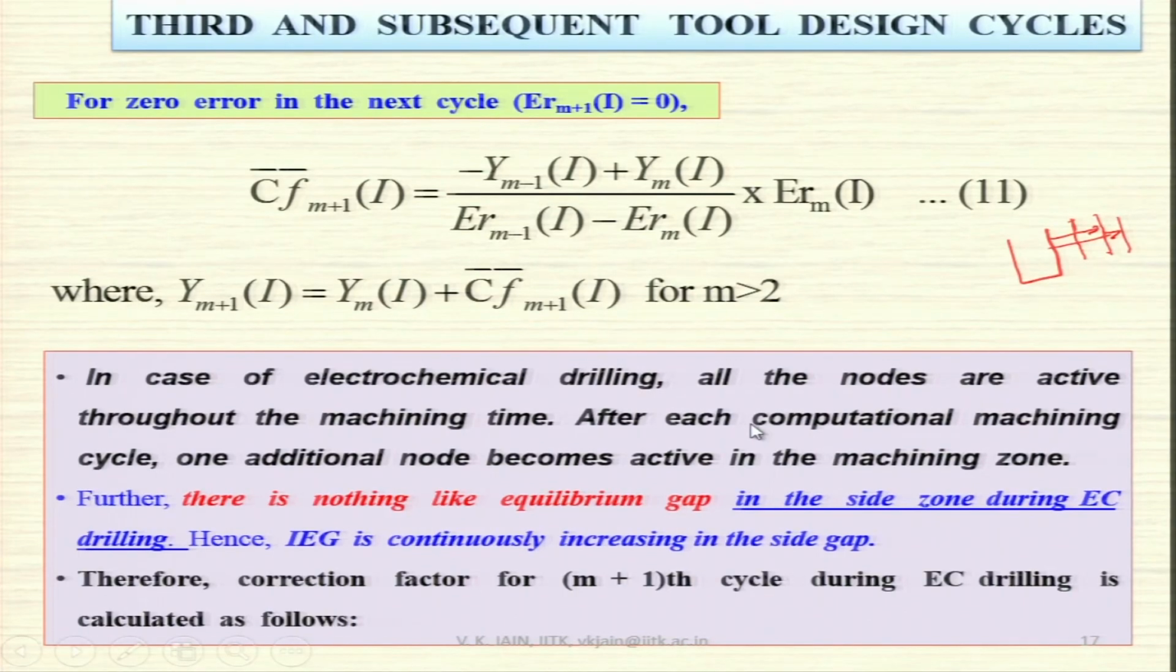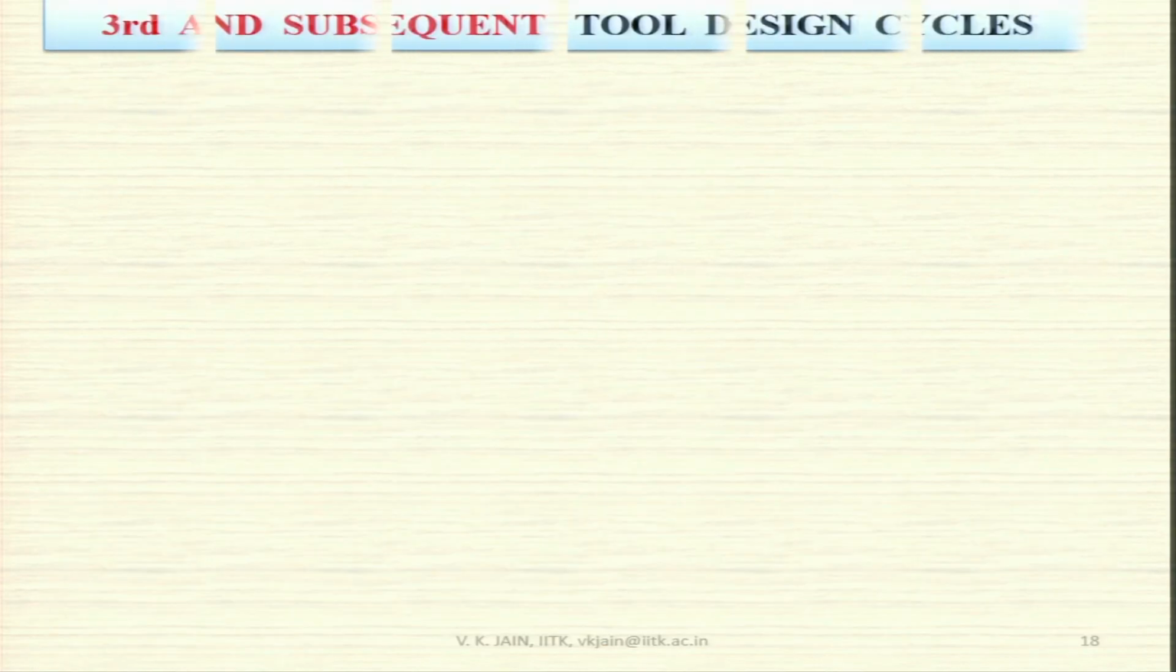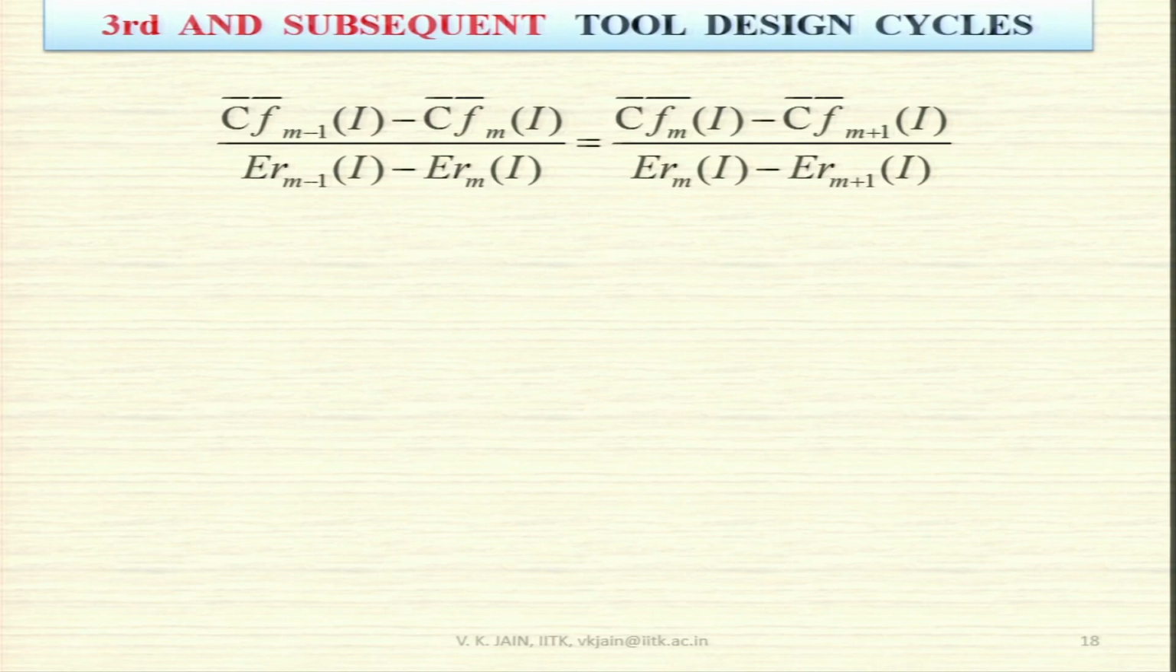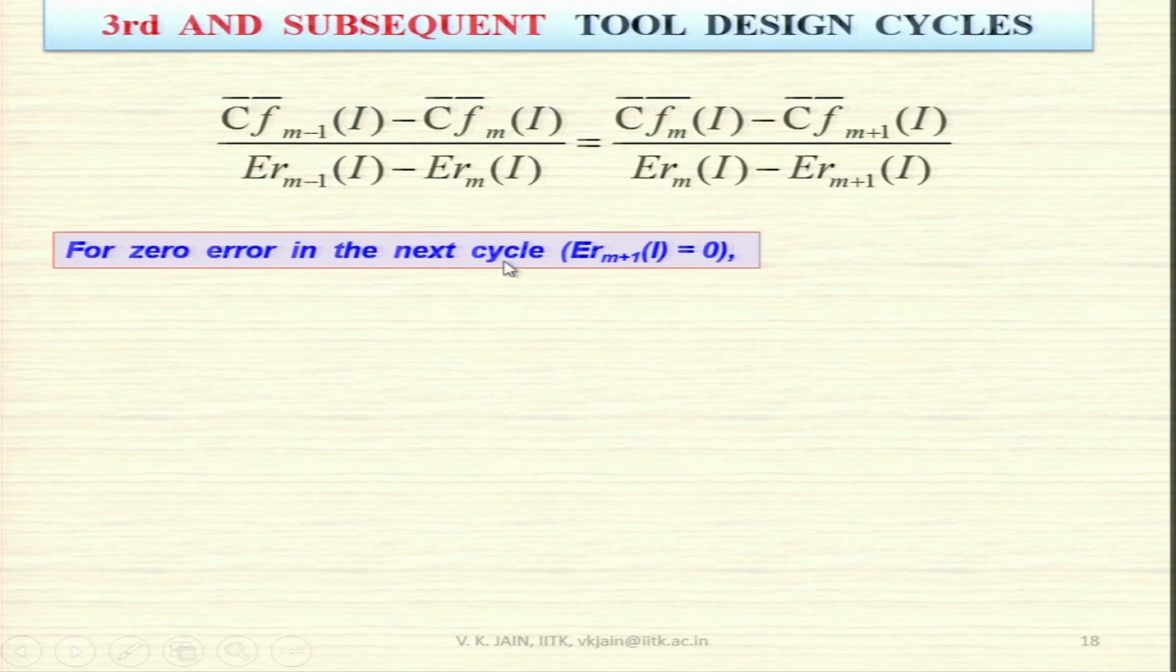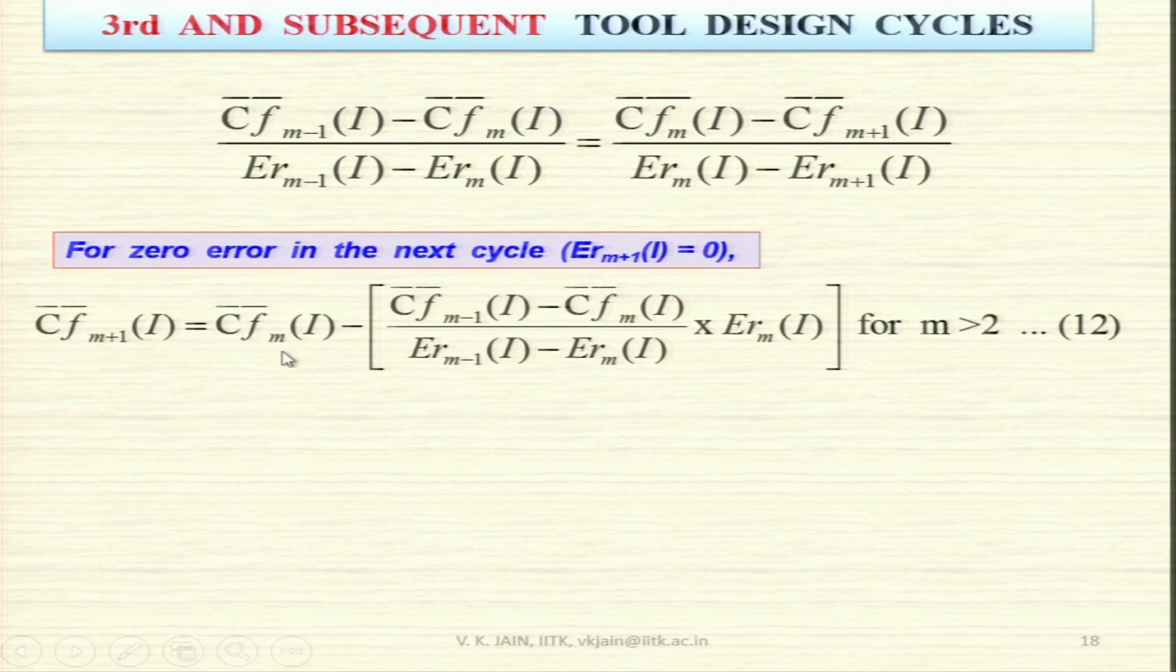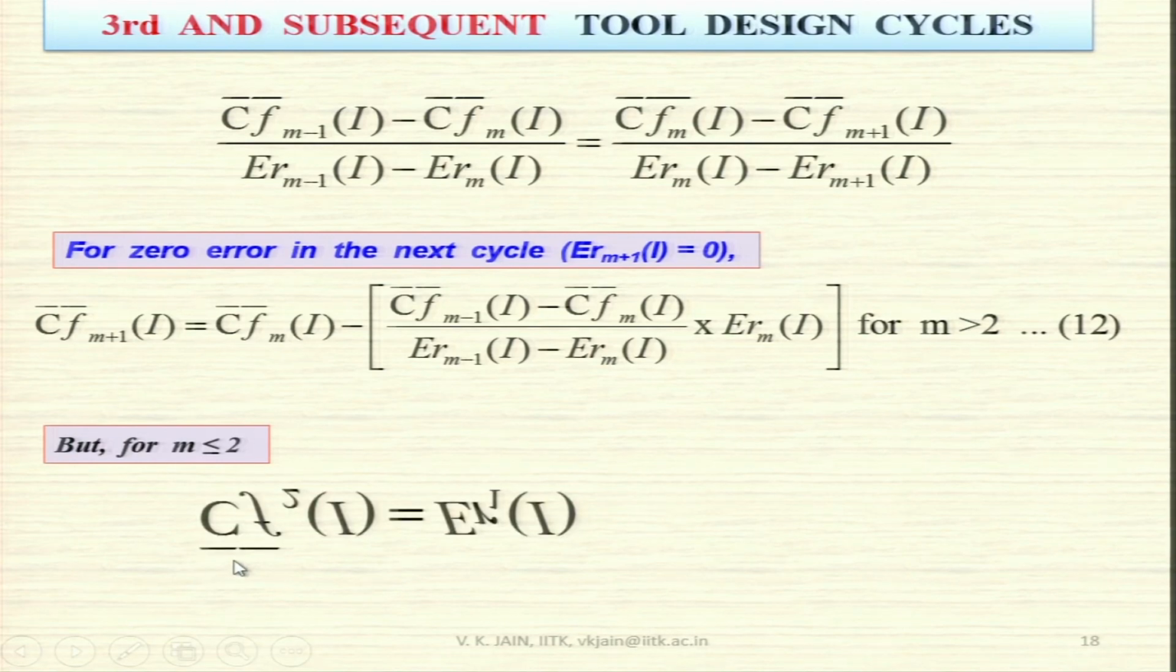Therefore, the correction factor for the M plus 1th cycle during electrochemical drilling is calculated as follows. However, we are not going to discuss in detail this drilling operation, but this is what this equation can give you, the correction factor method. For zero error in the next cycle, that is the M plus 1th cycle, this is being assumed theoretically. CF_M+1,i is equal to CF_M,i minus (CF_M-1,i minus CF_M,i). You have to multiply the whole of this part for M greater than 2, that means third and subsequent cycles. But for M less than or equal to 2, we have already seen this. Then the correction factor is equal to 0 for the ith cycle. This is nothing but ER1,i, ER2.